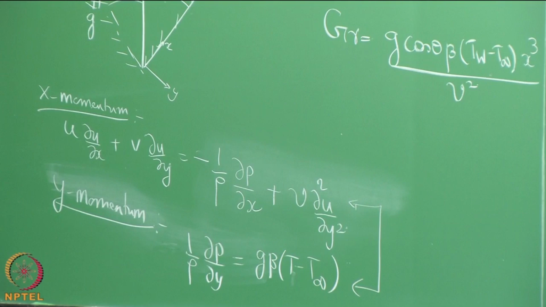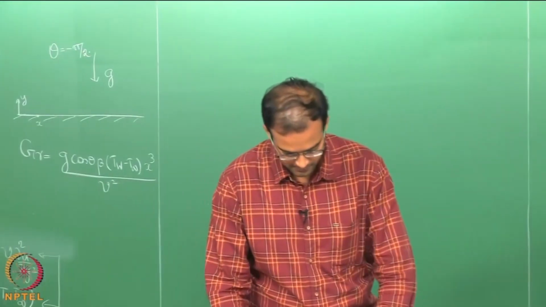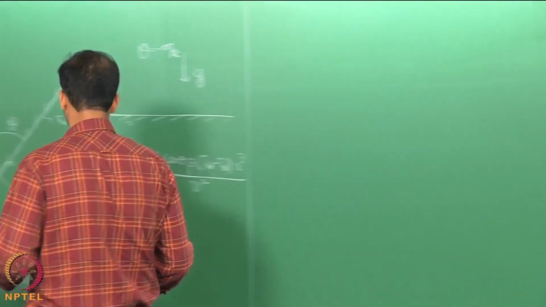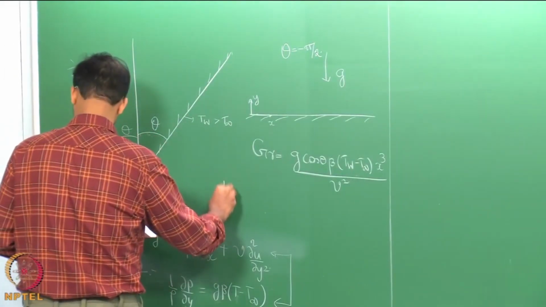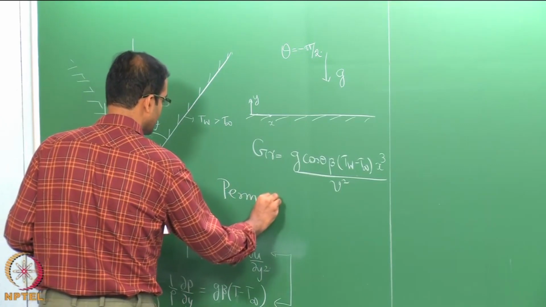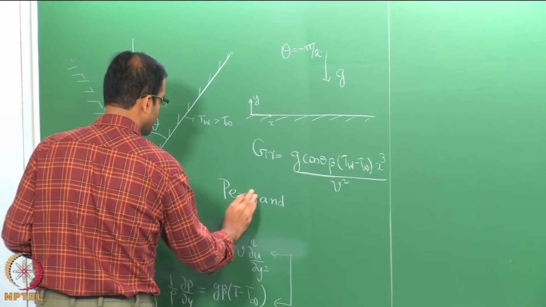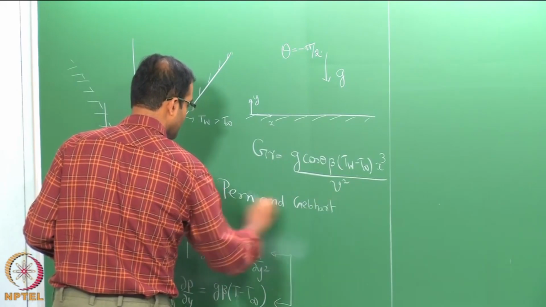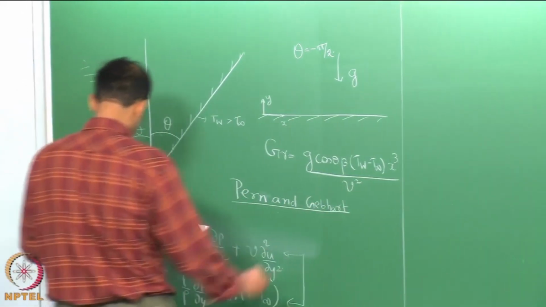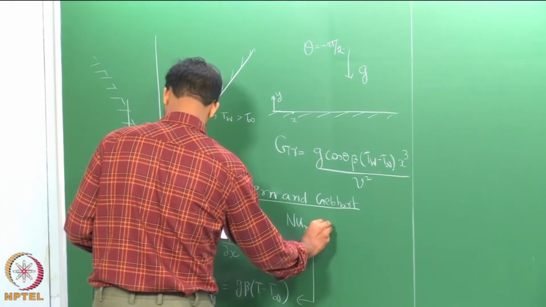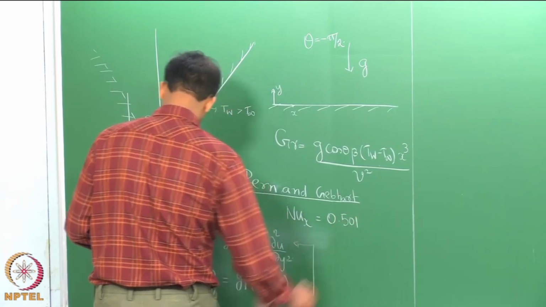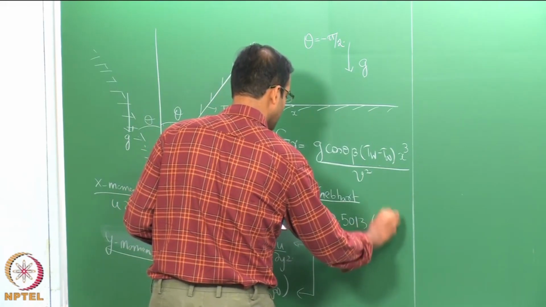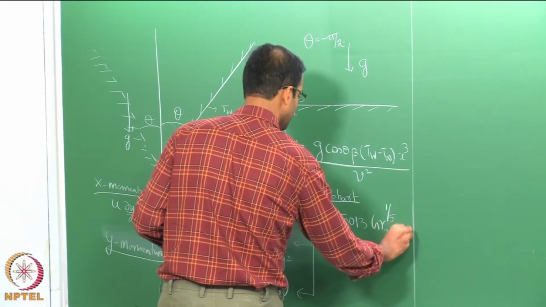Okay. So, for this also we can find some similarity solutions which I am not going to go through in detail, but I will only give you the final expression for the Nusselt number. This was done by Pera and Gebhart, and for the isothermal case they have given the following. So, this is coming from the similarity solution: 0.5013 Grashof number to the power 1 by 5, Prandtl number power 1 by 4.